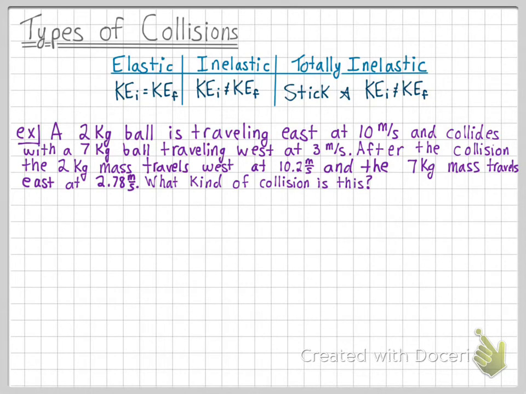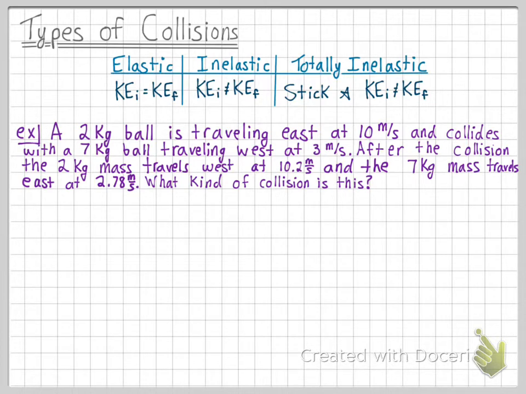The first problem is: a 2 kilogram ball is traveling east at 10 meters per second and collides with the 7 kilogram ball traveling west at 3 meters per second. After the collision, the 2 kilogram mass travels west at 10.2 meters per second and the 7 kilogram mass travels east at 2.78 meters per second. And we want to know what kind of collision this is.